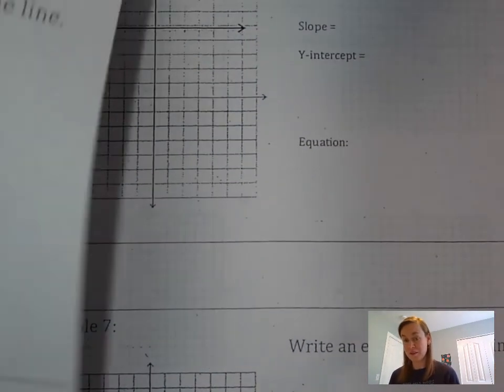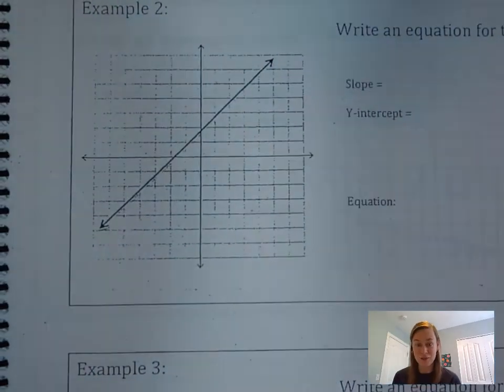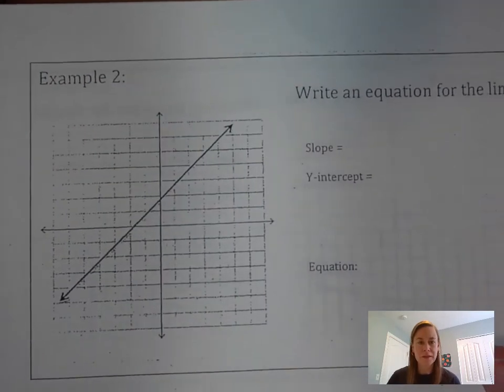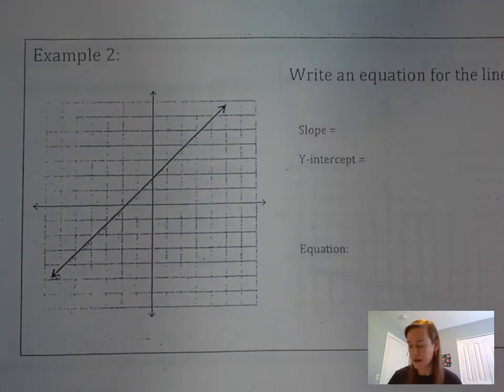So if you're feeling good about this, then great. If you want a little bit more practice, stick with me, okay? Okay, slope. Let's figure it out.